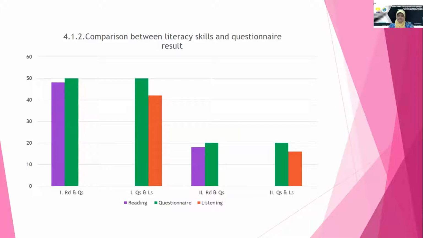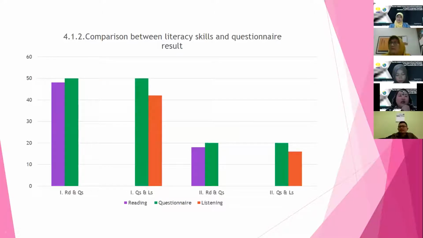When we compare the literacy skills and the questionnaire results, if you see, the 50 respondents that found the popular beliefs helpful also have a very good result in their reading. Here they got A or B plus or B. More than 45 students got that in reading, and in listening about 40 students got a very good result also. And then we present the rest of the group, 20 students.